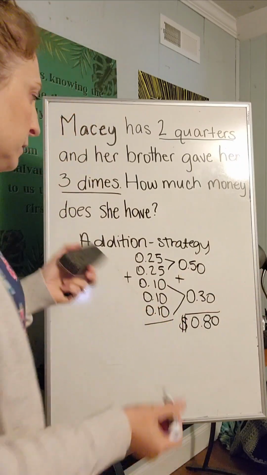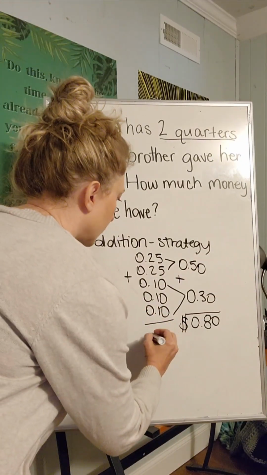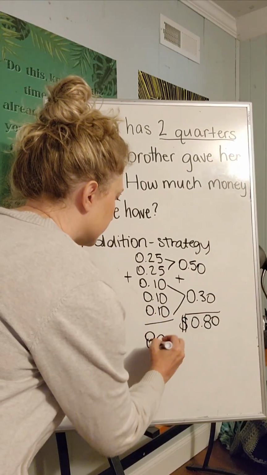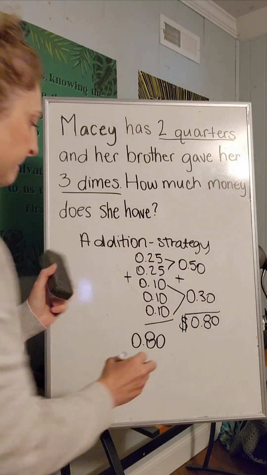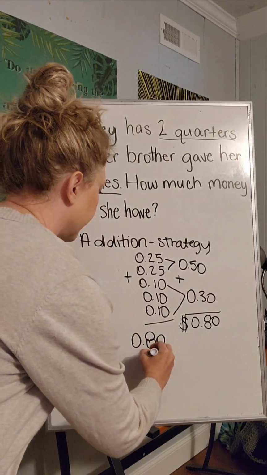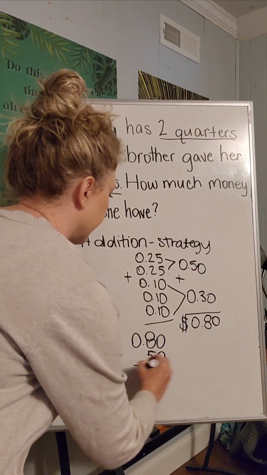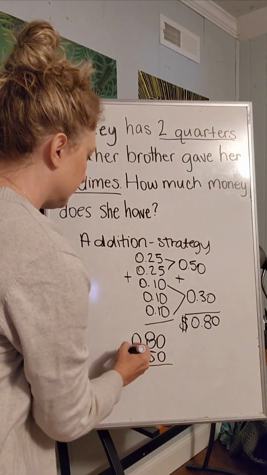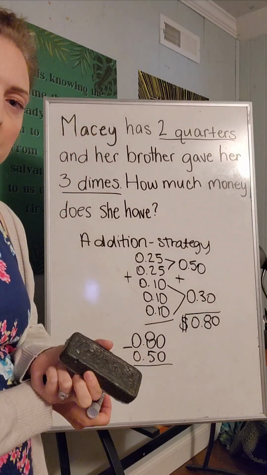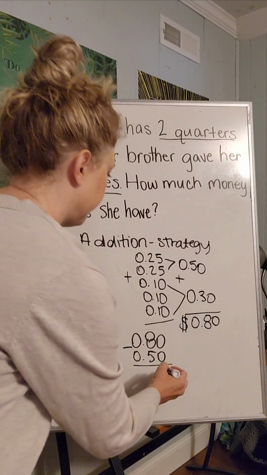Once we got through with the 3rd step and had solved our equation, we would then go to step 4, which would be to double check our work, to look back at what we've done and use an opposite operation to double check. So if we know that we have 80 cents, that was our total, we could then use subtraction to double check our work.